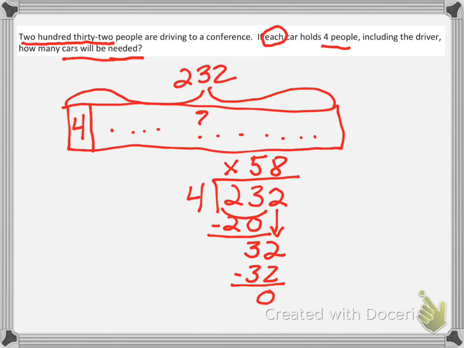So what we need here, we need 58 cars in order to hold 4 people each to get to the conference. Now make sure tonight that you are checking your work with multiplication.